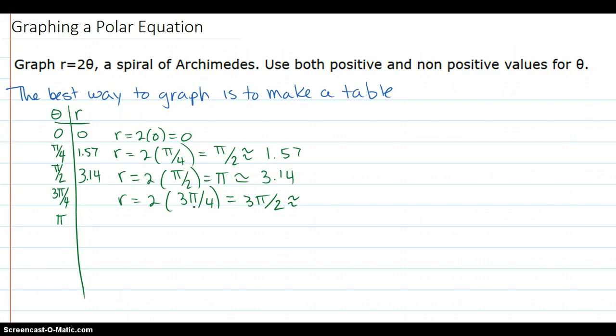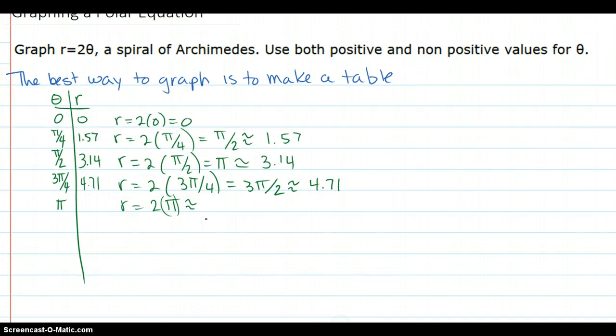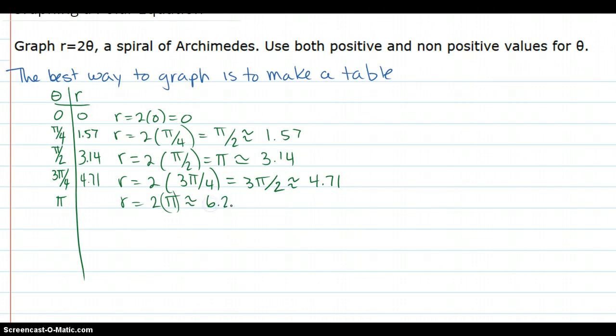Plugging in a 3 pi over 4, times 2 is 3 pi over 2, which is approximately 4.71, which makes sense because it'd be pi plus a pi over 2. We'd add these together. So that is what goes here. And finally, plugging in a 2 pi, that's approximately equal to 6.28.